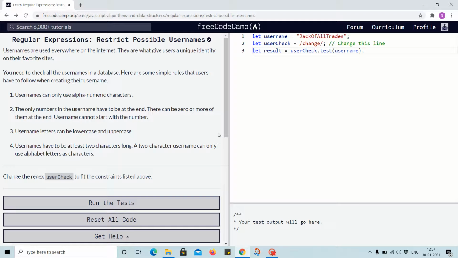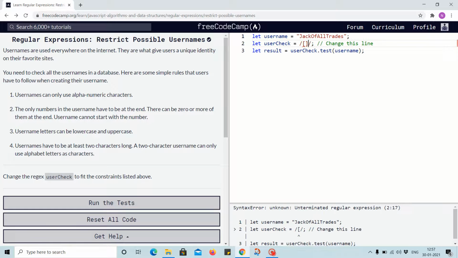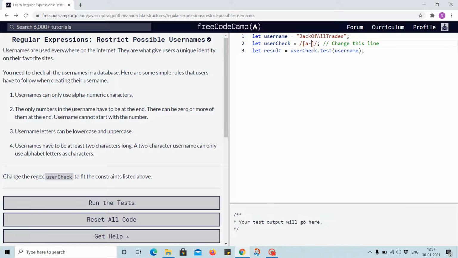Usernames can only use alphanumeric characters. So only alphanumeric. The only numbers in the username have to be at the end. There can be zero or more of them at the end. Username cannot start with a number. So in this case, let's go with a hyphen z, and the digits, asterisk and dollar for the end, and caret for the start.